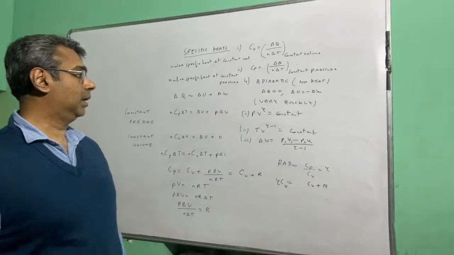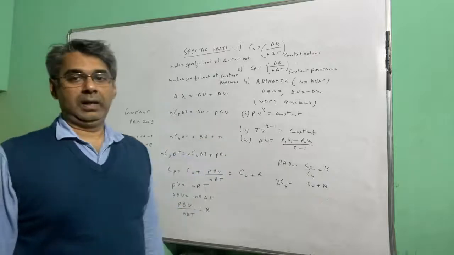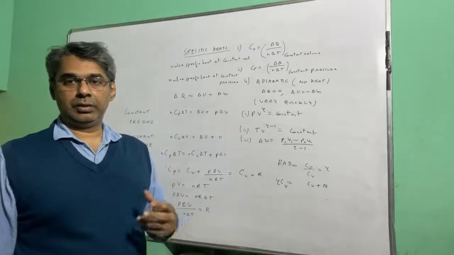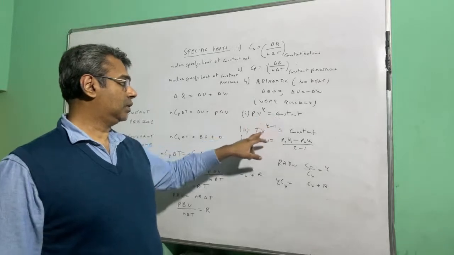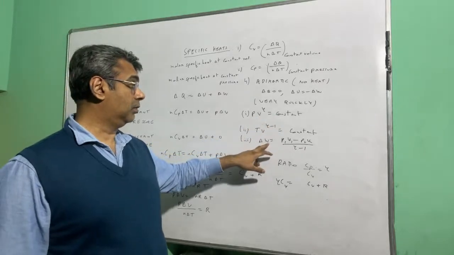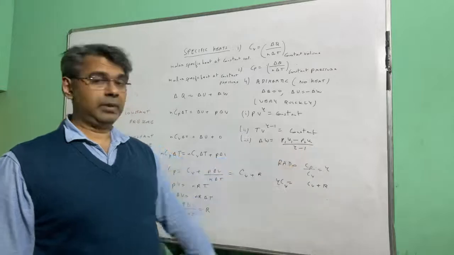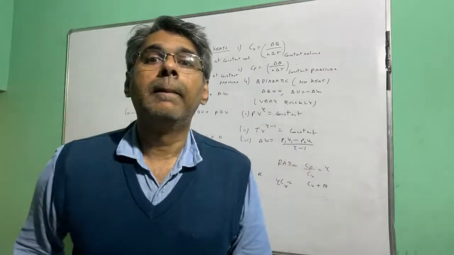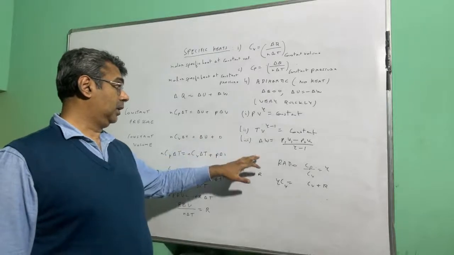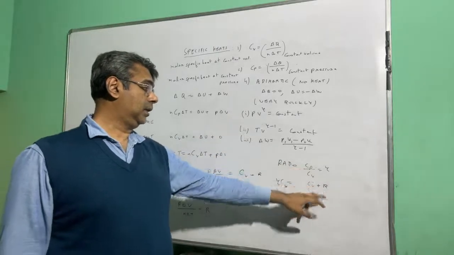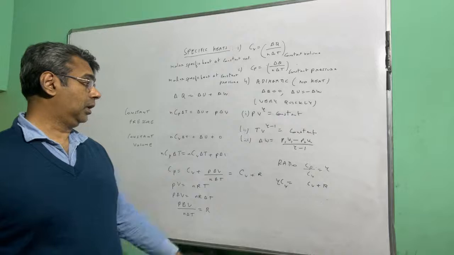A few minutes back we were doing adiabatic, and I told you that later on I will tell you the meaning of gamma. So PV to the power gamma is constant, TV to the power gamma minus 1 is constant, and work done is (P1V1 minus P2V2) by gamma minus 1. The ratio of Cp by Cv is called gamma.